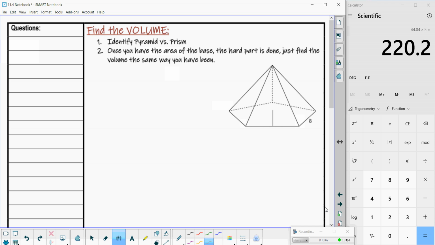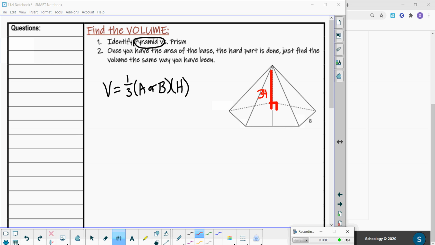Okay, and so we have a pyramid. So since we have a pyramid, because it has one base, our volume is going to be 1/3 times the area of base times height. And as you may have noticed, I forgot to put in a height of our pyramid, and so our height is 34 here. So 34. We need to find the area of our base.